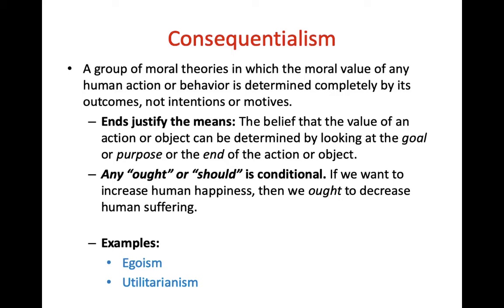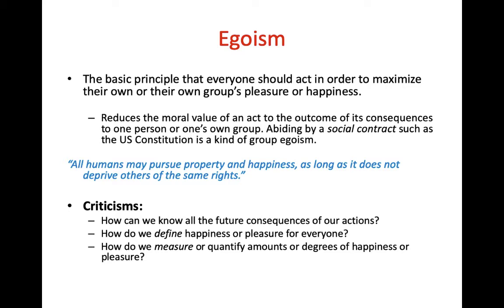Okay, so you've got egoism and utilitarianism. On egoism, the basic principle is that everyone should act in order to maximize their own or their own group's pleasure or happiness. This is like the America First mentality. It reduces the moral value of an act to the outcome of its consequences, to, say, one person or your own group. Abiding by a social contract, such as the US Constitution, is a kind of group egoism.